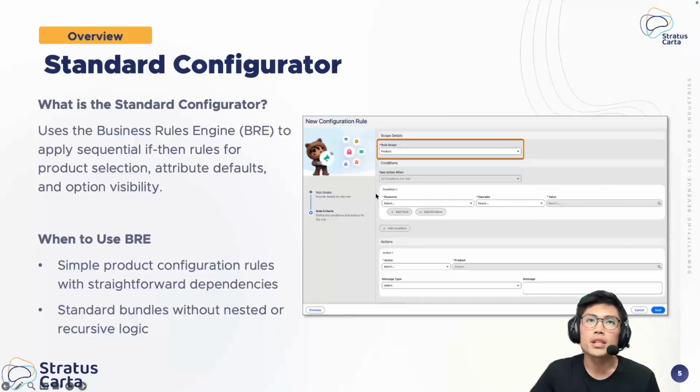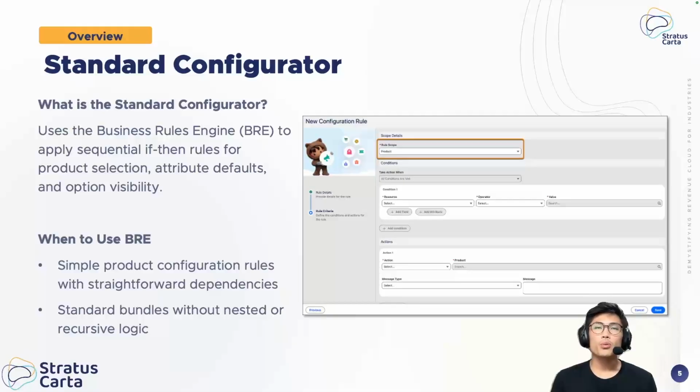If the condition is satisfied, you can set actions that would run, such as auto add, exclude, and a lot more actions. And you can then also set a message to inform the user. Ideally, this is applicable for simple product configuration rules with straightforward dependencies, like standard bundles without nested or recursive logic.